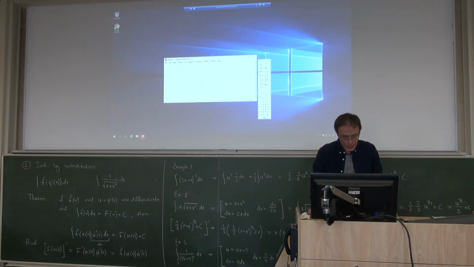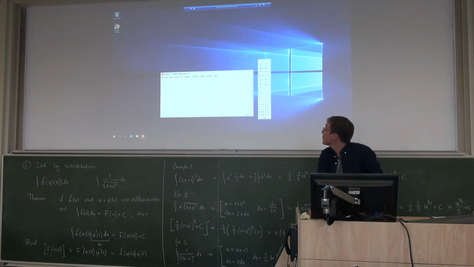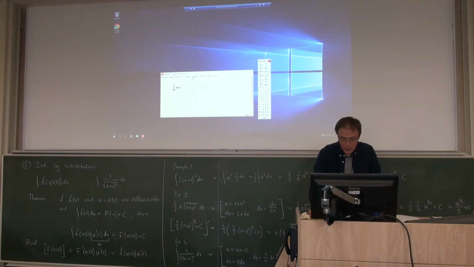Okay. So this is Mathematica. Download and install it. The university has a site license. There is this input palette there. And well, let's just put some horrible integral into there. So we will have, and let's start with indefinite integrals.